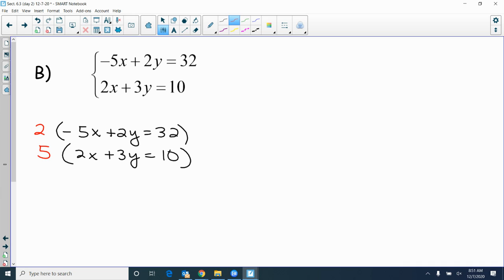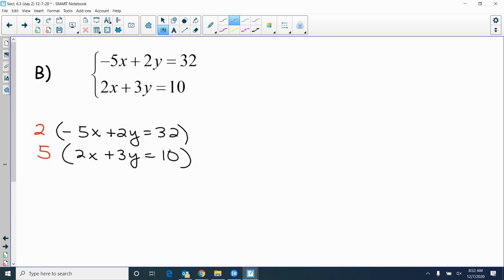That will get rid of the x's because 2 times -5 is -10. 5 times 2 is 10. I'm not gonna mess with it. I don't want to confuse you. Let's just stick with that. All right. So when you multiply everything, now don't get ahead in case you make a mistake. That first one, multiply everything by 2 and let me know what you get.